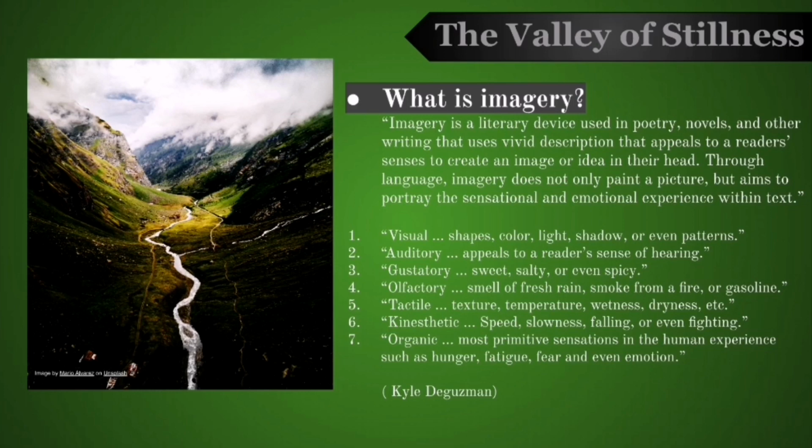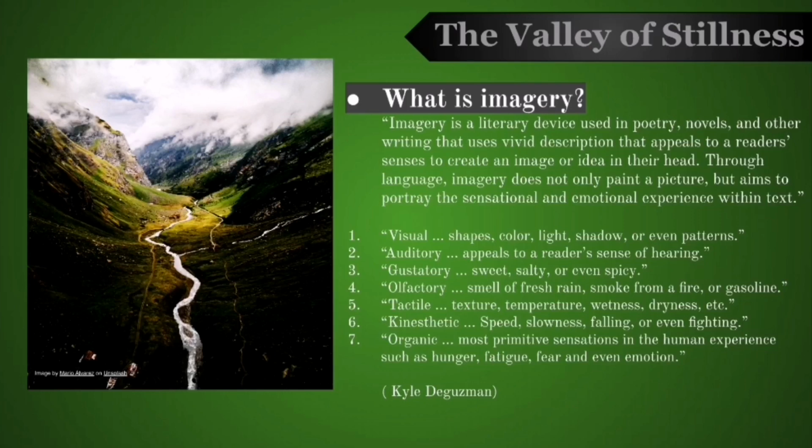These are 7 types of imagery. Number 1, visual imagery, related to shapes, colors, light, shadow, or even patterns. Number 2, auditory, which appeals to a reader's sense of hearing. Gustatory, related to flavors such as sweet, salty, or even spicy. Olfactory, which is related to smells such as the smell of fresh rain, smoke from a fire, or gasoline.